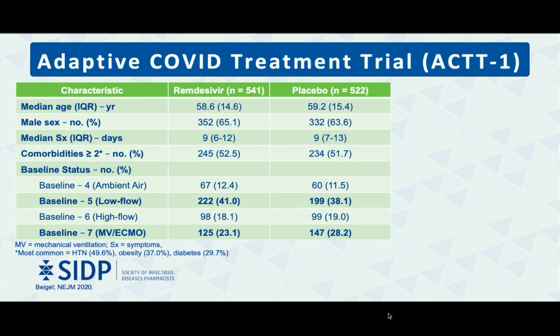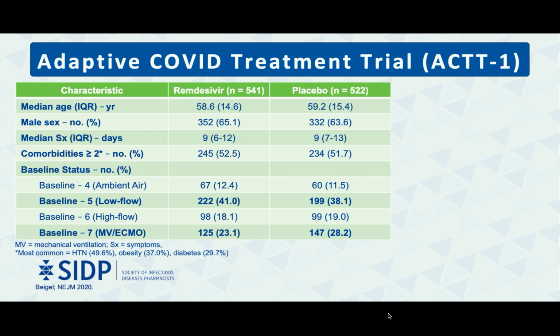Patient characteristics were well matched between groups. The median age for patients was around 59 years for both groups. Patients were predominantly male, making up around 2/3 of the sample. Median duration of symptoms for both arms was 9 days, with an interquartile range of 6 to 12 days for the remdesivir arm.